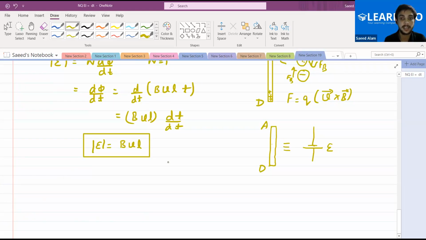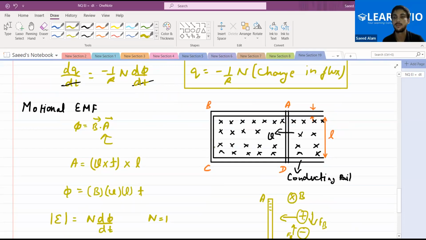Now see, we have seen that if a conducting rod is moving like this in a magnetic field, there will be EMF induced inside it. Yes or no? Yes, sir.